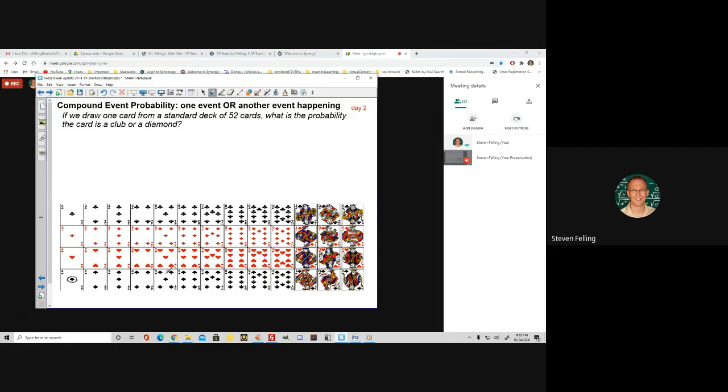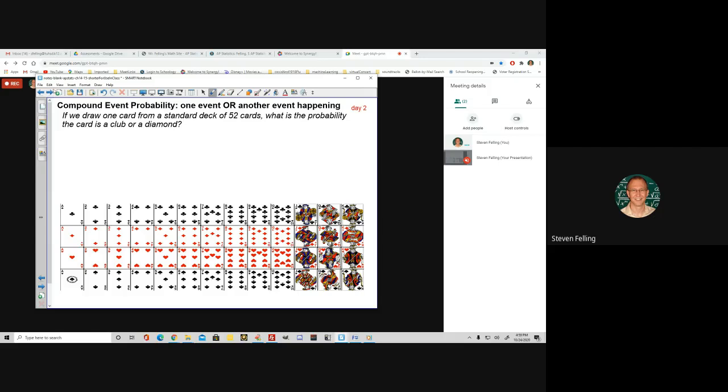Let's say we have a deck of cards, and I know not everybody's familiar with cards. This is a standard deck of cards without jokers. There's 52 cards divided into 4 suits: clubs, diamonds, hearts, spades. The clubs and spades are black, the hearts and diamonds are red. There's 1 through 10, where 1 is represented by an ace with A, and then there are 3 face cards: jacks, queens, and kings. All right, if we draw 1 card from a standard deck of 52 cards, what's the probability that that card is a club or a diamond?